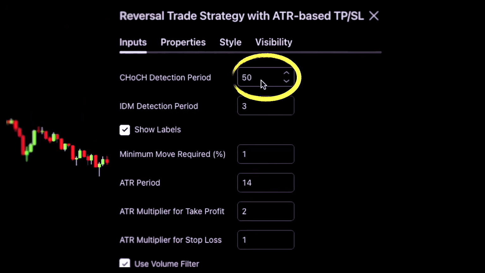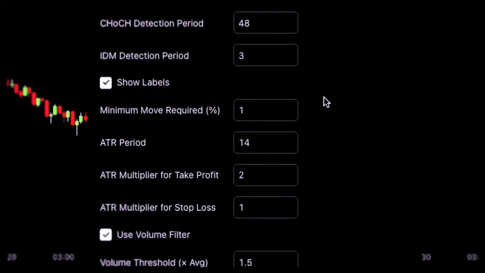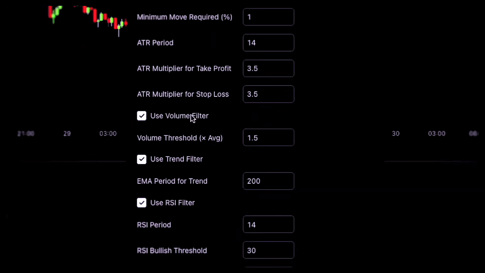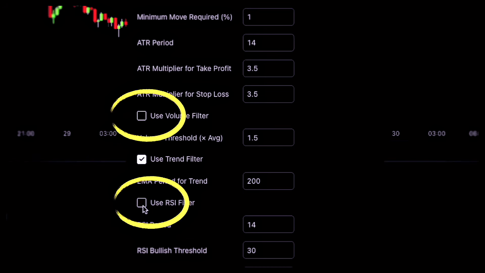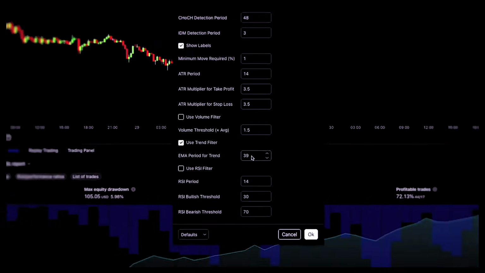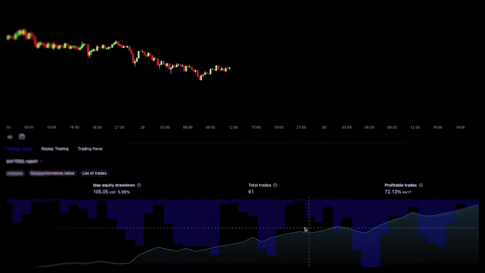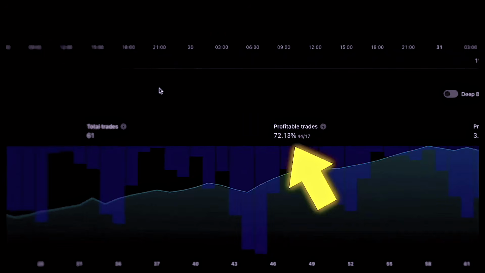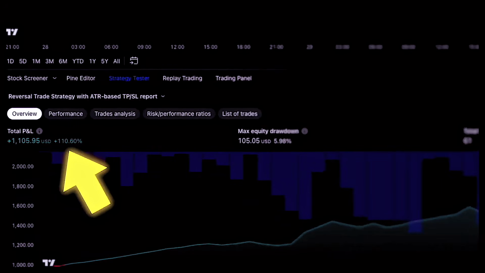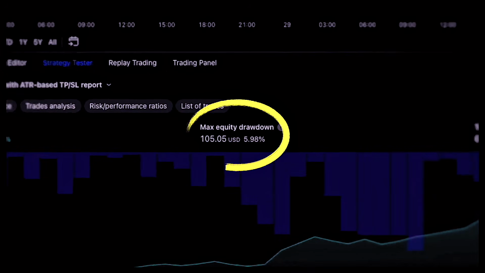Start by setting the change of character detector period to 48, ATR multiplier for stop loss and take profit to 3.5, and EMA period for the trend filter to 39. Disable the volume and RSI filters to balance signal frequency and accuracy. Check the performance: a 72% win rate, 3.2 profit factor, and 110% profit with just a 6% drawdown. Killer for a 15-minute time frame.